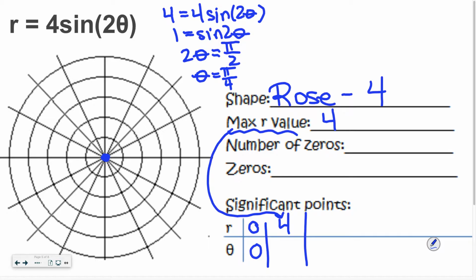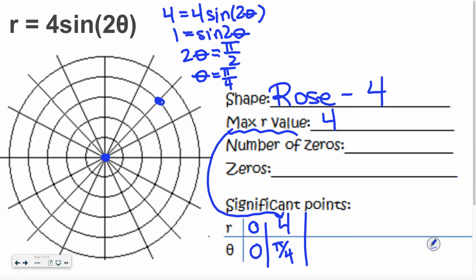Yes? Why did you make R 4? That's the length of our petals. So if the length of our petals were 3, we would plug in 3. If the length of our petals was 5, we plug in 5. You should always get 1 right here when you divide that coefficient over. Okay? Which means we're always going to talk about pi over 2. It's a matter of what that coefficient is to divide over. So pi over 4 is the angle that we have our petal of length 4. So we can put a coordinate right there.